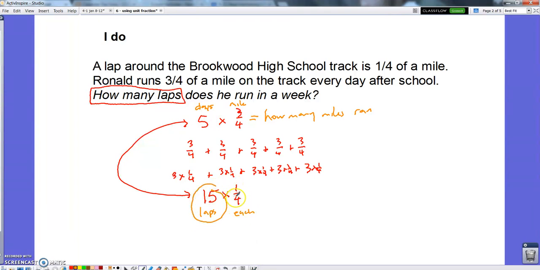So this is a unit fraction. Since it was a 1/4 of a mile track, we had a unit fraction. So really we're just changing 5 times 3/4 into 15 times 1/4. Okay? And so I want to show you another way to think about that.